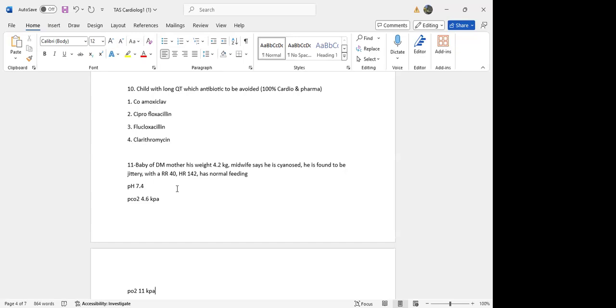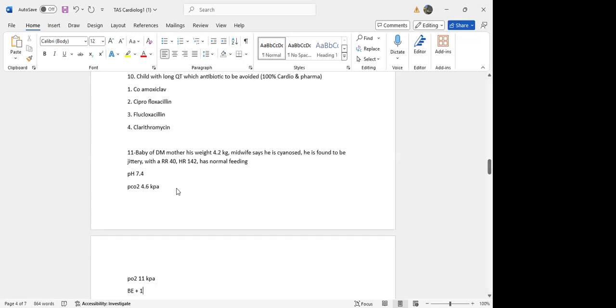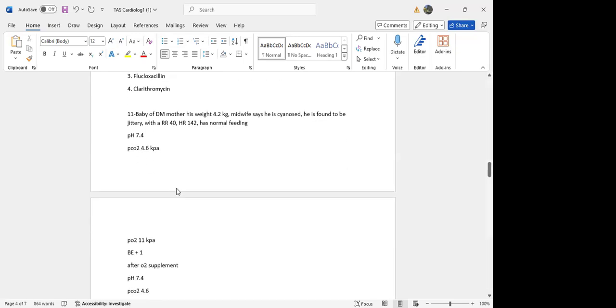In the ABGs, pH is 7.4, that is normal. PCO2 is 4.6, that is again normal. In the UK, you are going to find that the unit for ABGs is kPa. The normal range for PCO2 is 4 to 6 kPa, so again this is in the normal range. PO2 is 11 kPa, more than 10, and more than 10 is the normal value. Again, PO2 is normal.